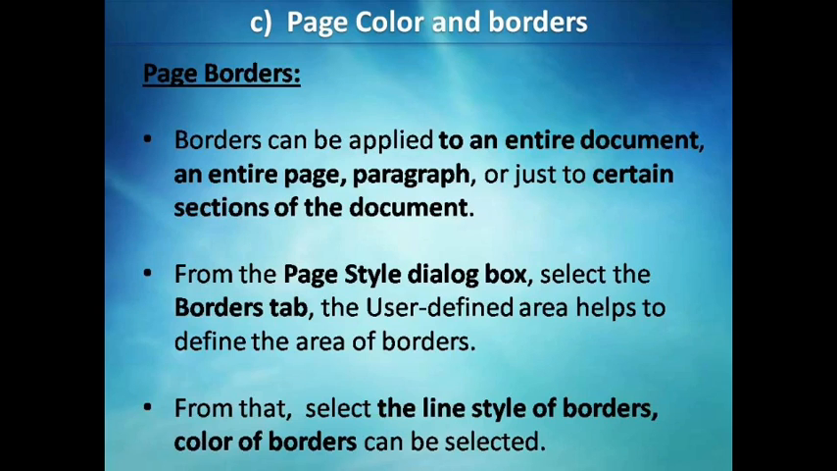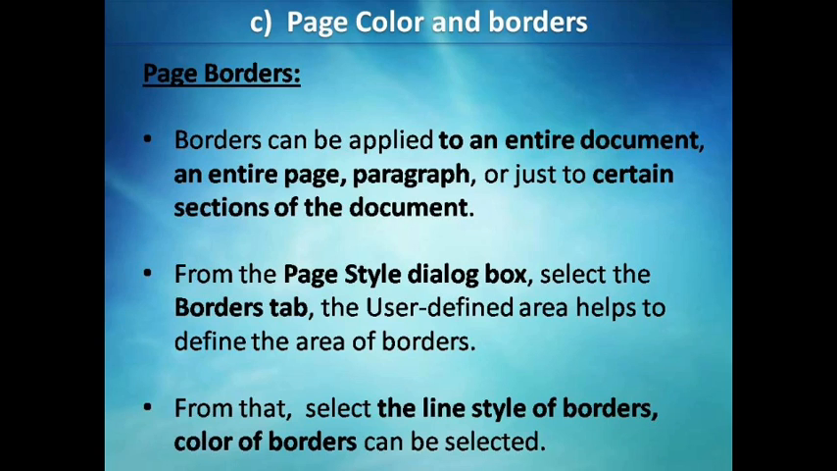So all the possibilities are available in OpenOffice Writer. To do that, we have to open the page style dialog box. You know very well, the page dialog box will be opened by selecting Page from the Format menu. So in that, of the various tabs, we have to select the Borders tab. The user defined area will help the user to define the borders area.